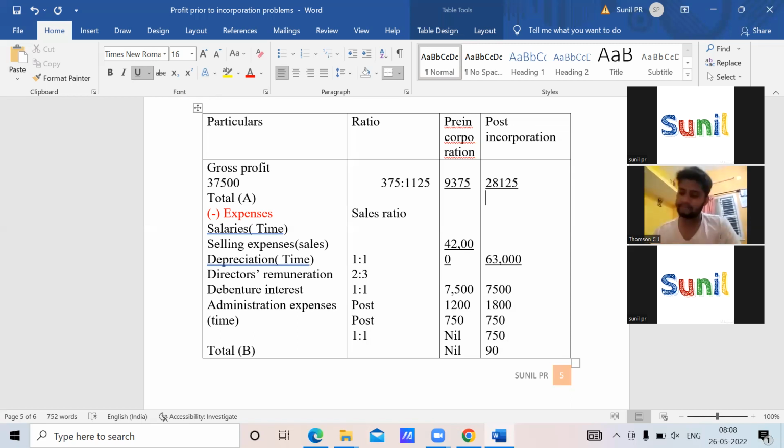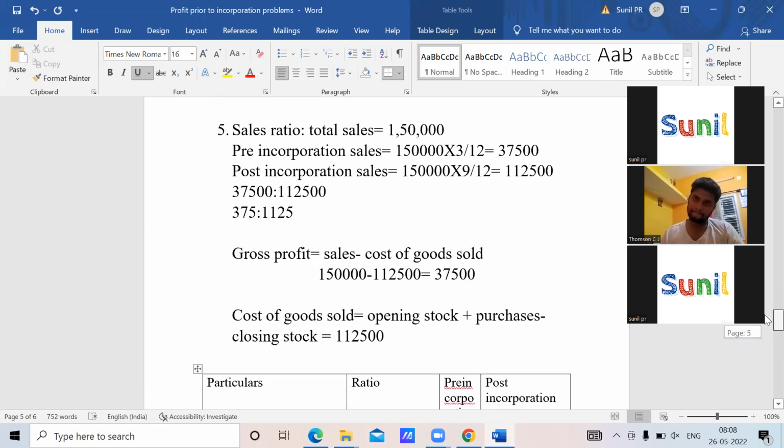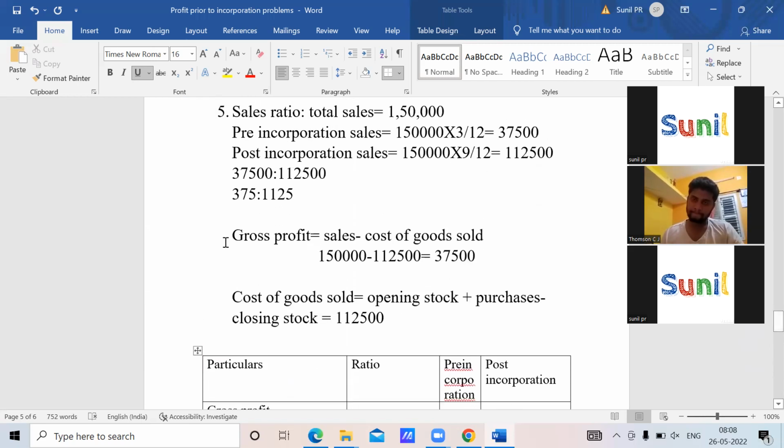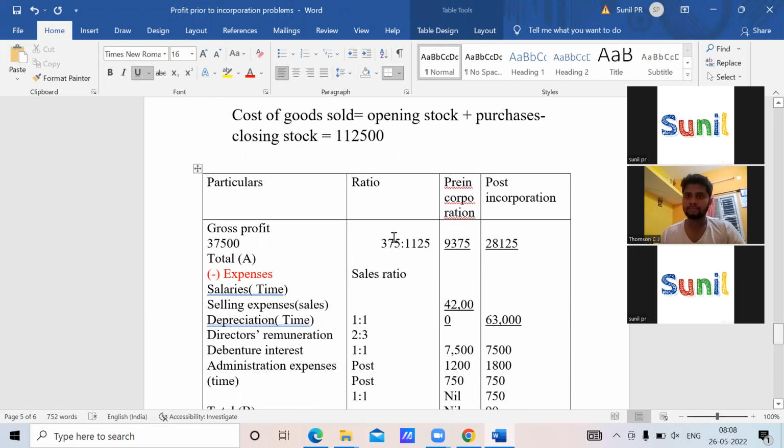You show it in a separate working note, like I have mentioned in this. You can see this correctly. See, the working note shows how I have arrived at the gross profit. Gross profit is equal to sales minus cost of goods sold. Now just do that working, that is more than enough. You take the gross profit and directly prepare the income statement and apportion that. That is the first step.